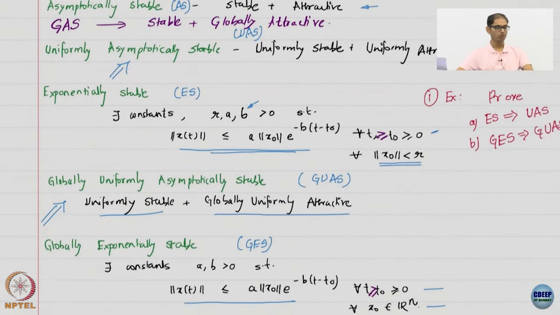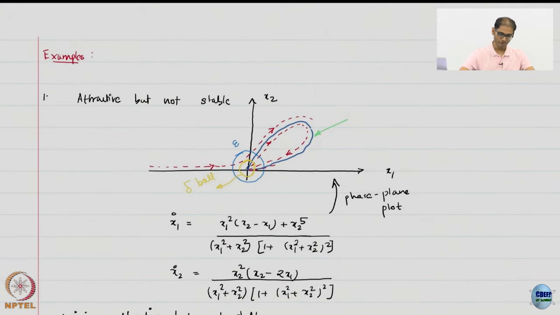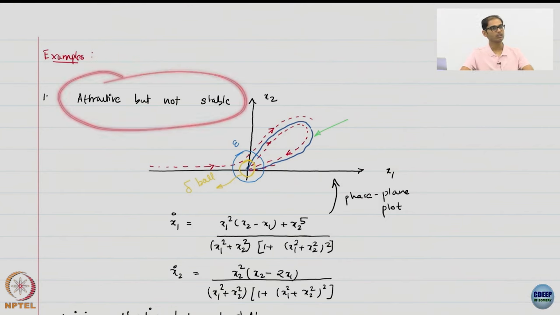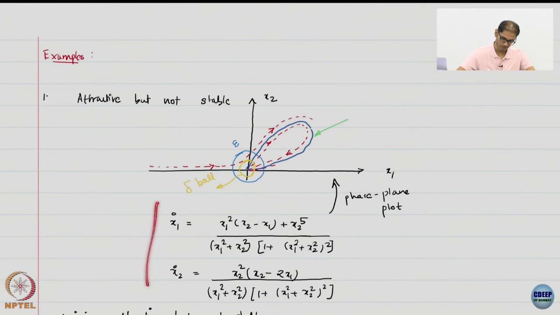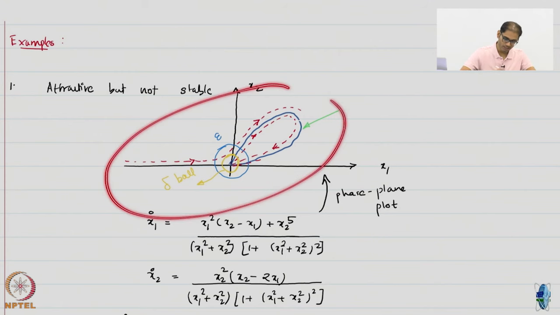Now, we go to these examples. These interesting examples give us different funny cases, if you may. This is exactly the question that you asked: a system which is attractive but not stable. This is the system. Unfortunately, you cannot solve this by hand at all. There is no analytical solution. But the phase plane plots look like this.